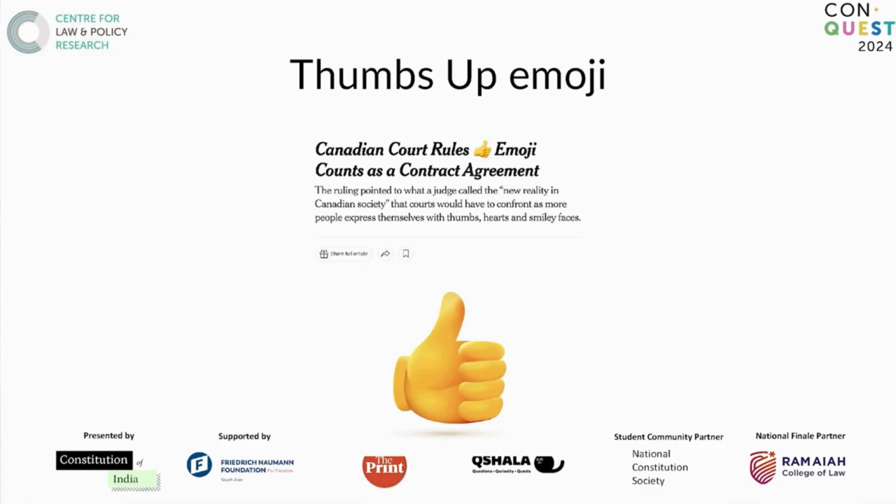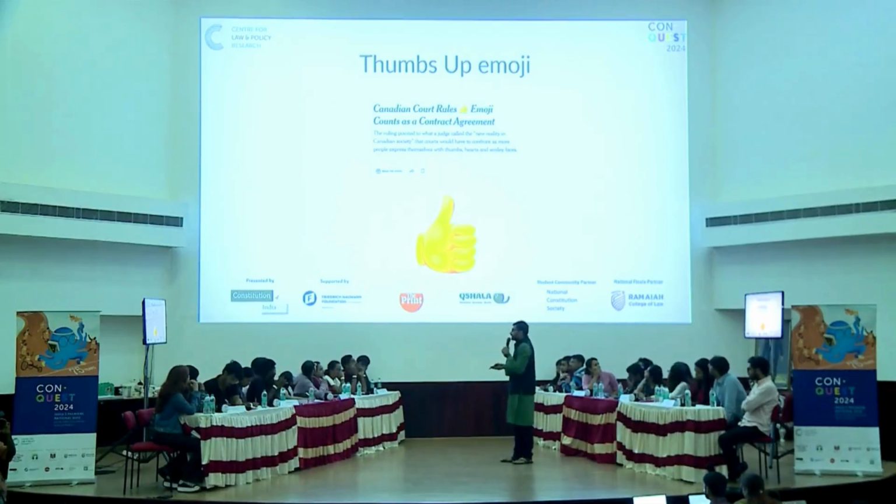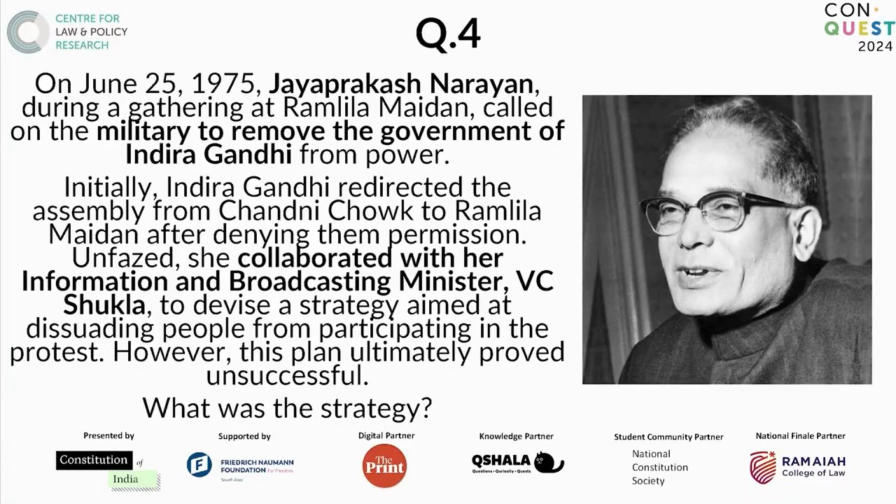So next question is to LSR. Your direct coming up on the screen. Here it comes. So on June 25th, 1975, the heart of the emergency, Jayaprakash Narayan, during a gathering at Ramlila Maidan, called on the military to remove the government of Indira Gandhi from power. Initially, Srimati Indira Gandhi redirected the assembly from Chandni Chowk to Ramlila Maidan after denying them permission. Unfazed, she collaborated with her information and broadcasting minister, V.C. Shukla, to devise a strategy aimed at dissuading people from participating in the protest. However, this plan ultimately proved unsuccessful.